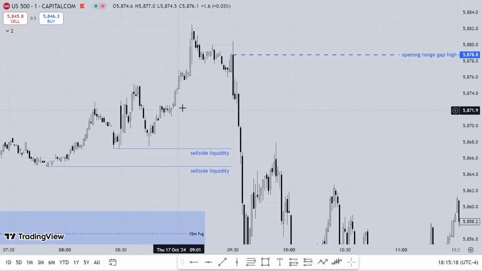So this was our draw on liquidity. When we had this rally higher here, we were watching price diligently. This was all done live, so you can look at the live session for the morning session on the 17th of October.